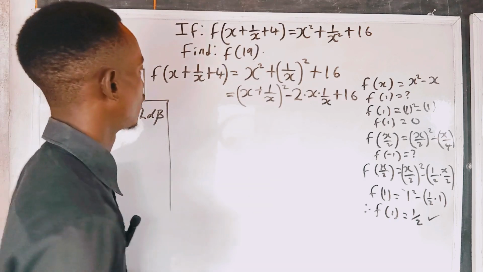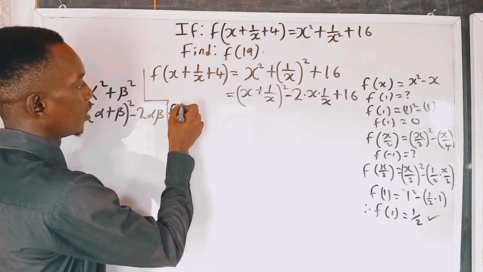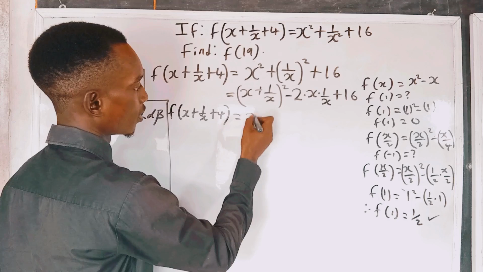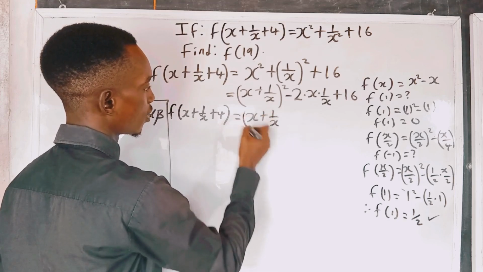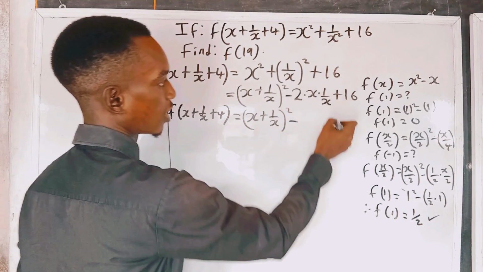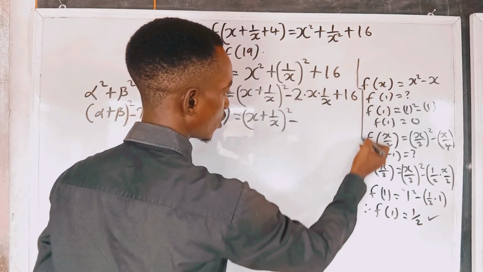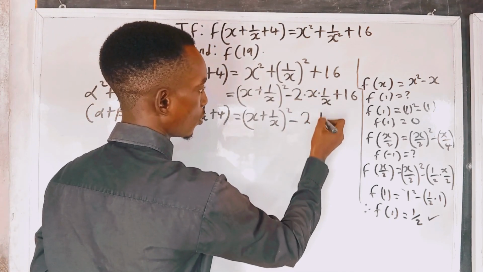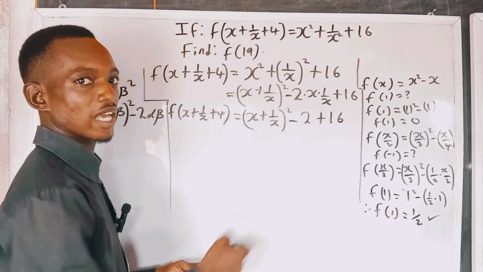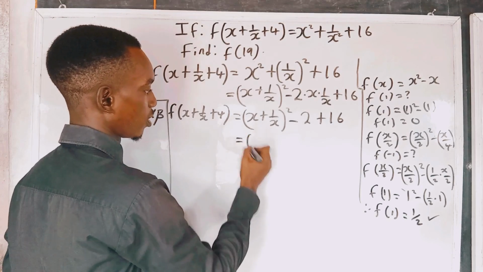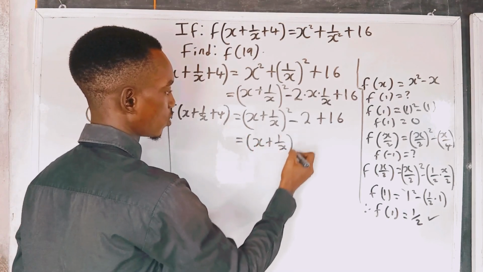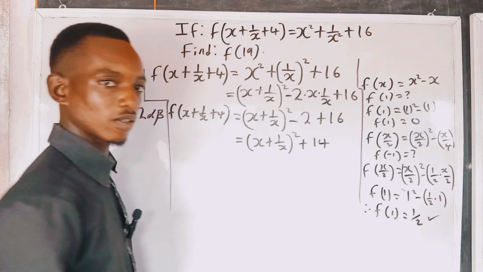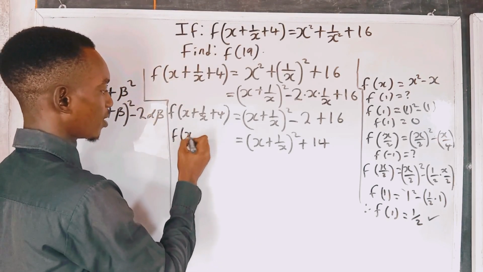Now, the next thing is to simplify. From here, we'll now have f of x plus 1 over x plus 4. We will now have (x plus 1 over x) all squared, minus 2, because x cancels x. So negative 2 plus 16 gives us what? We still have (x plus 1 over x) squared, and negative 2 plus 16 gives us plus 14.